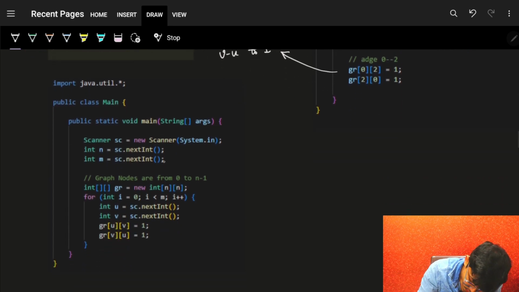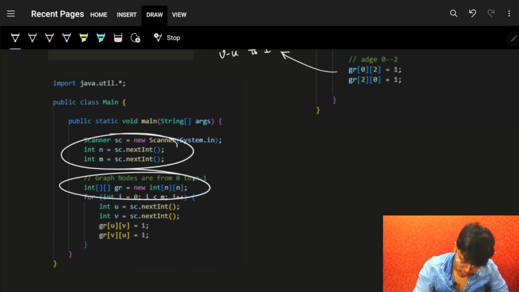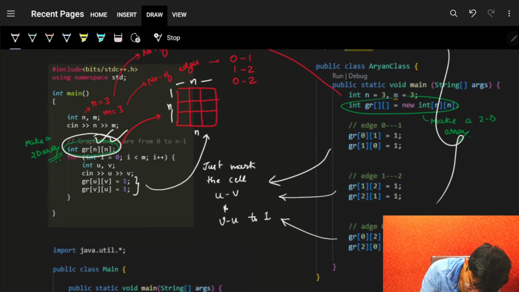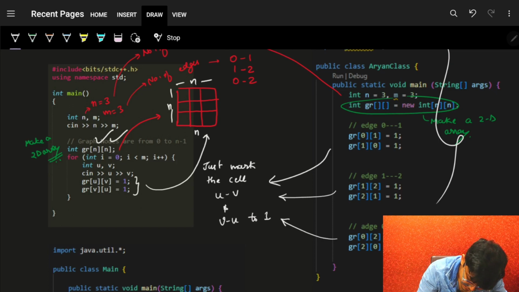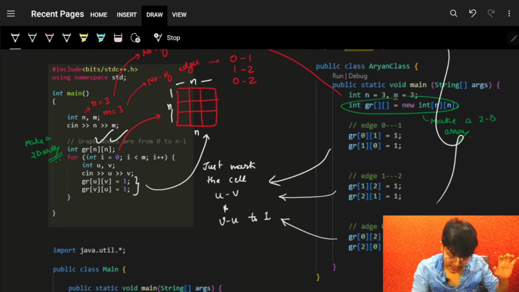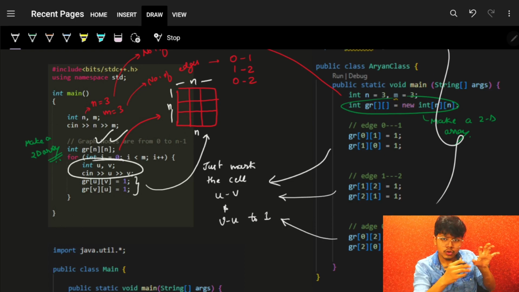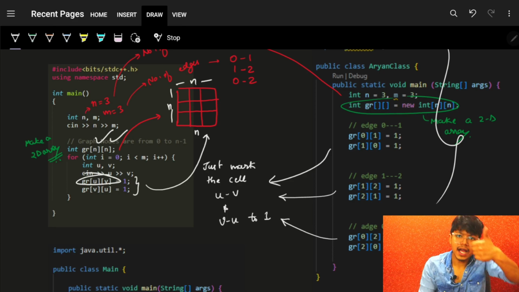Now, same again: I grab that input N and M. I make the graph as a matrix of N cross N. Then I go on to grab every edge. My edges are M, so I go over every edge. I grab what the U and V are. Every edge is from a node to a node, right? Node U to node V. I grab that and mark that from U to V, I have an edge.